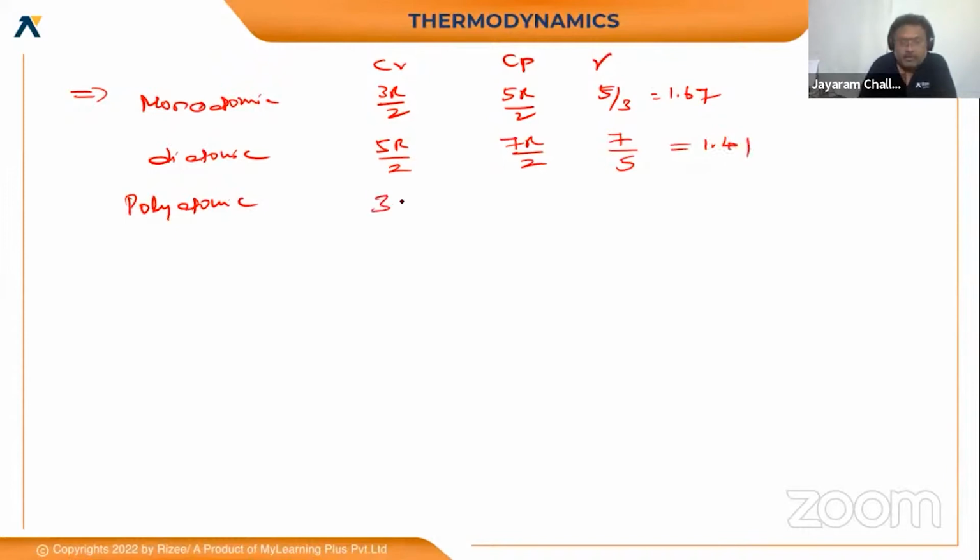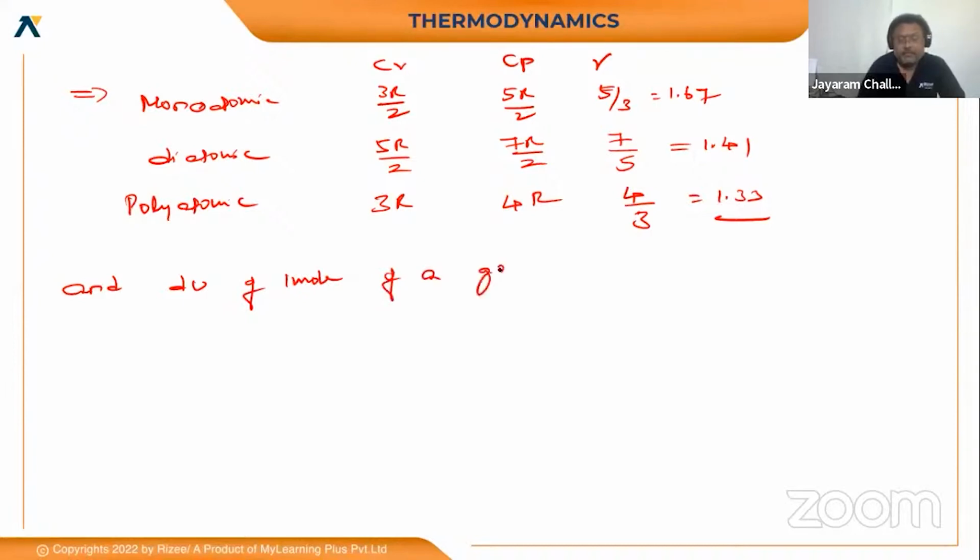Next, for polyatomic, Cv is going to be 3R and Cp is 4R, and finally gamma is going to be 4 by 3, which can be written as 1.33. So these are the values you need to remember. And the internal energy, dU of 1 mole of a gas, is 3 by 2 times RT.